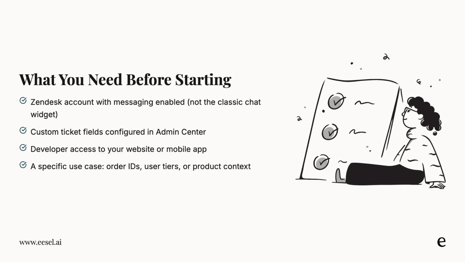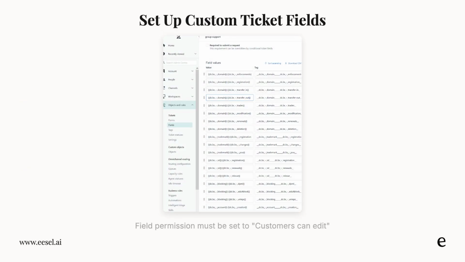Before you write a single line of code, check 4 things. You need Zendesk with the modern messaging widget enabled, not the classic chat widget. You need custom ticket fields created in Admin Center, developer access to your website or app, and one specific use case to start with. Head to Admin Center, then Objects and Rules, then Tickets, then Fields. Choose the field type that matches your data: text for order numbers, drop-down for categories, or checkbox for yes and no flags. The setting that trips most teams up is permissions. It must say customers can edit, or the metadata API simply cannot write to it.